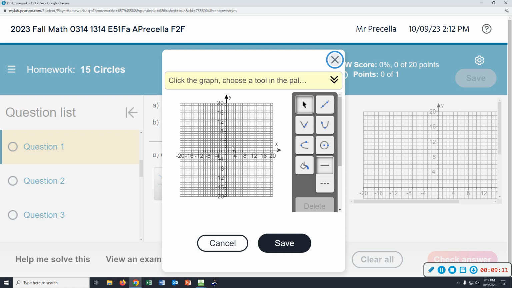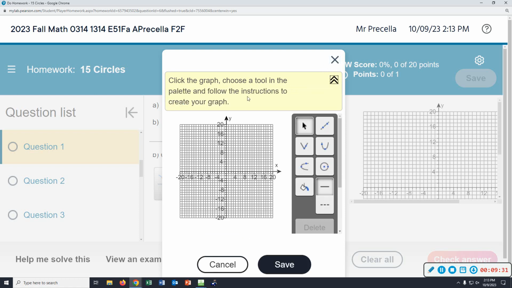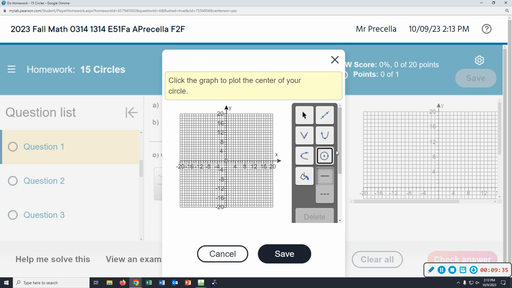And we're going to have to choose the tool. We've used these graphing tools before. Which one do you think is going to be the circle tool? I think maybe the one that looks like the circle right there. If you hover over it, it says circle tool. So, I guess I could do this. So it says to choose the tool, you choose the circle tool.